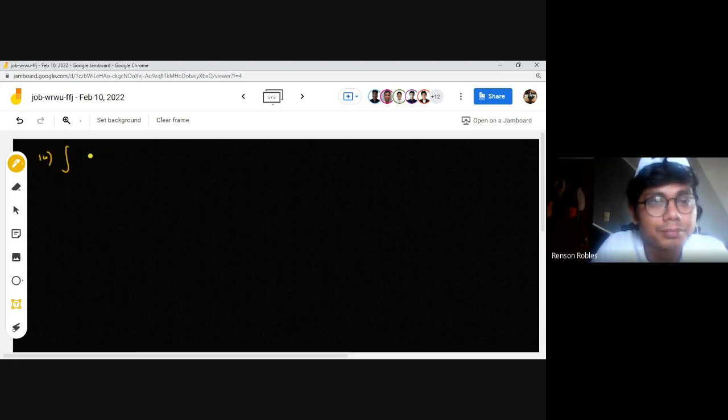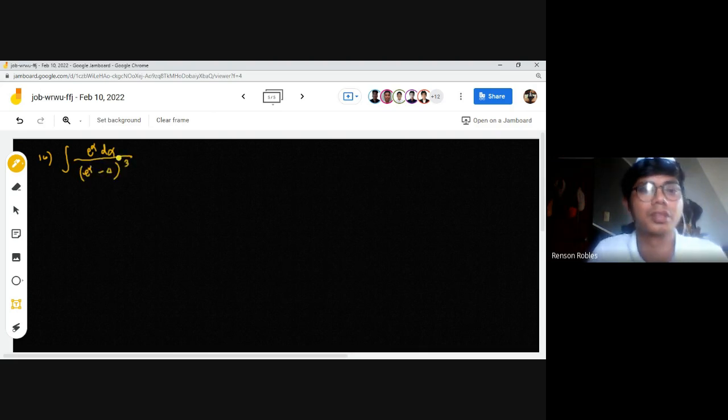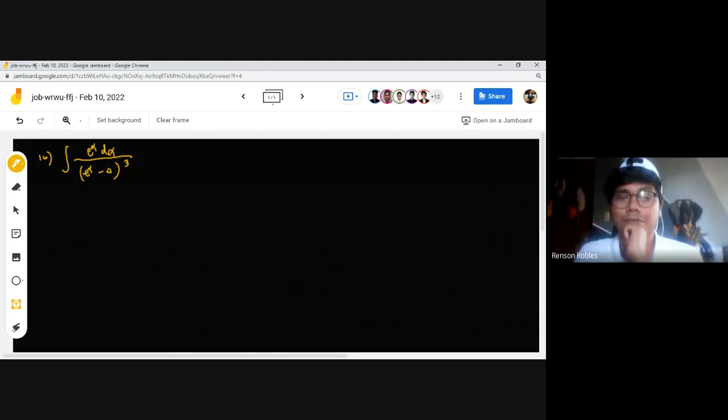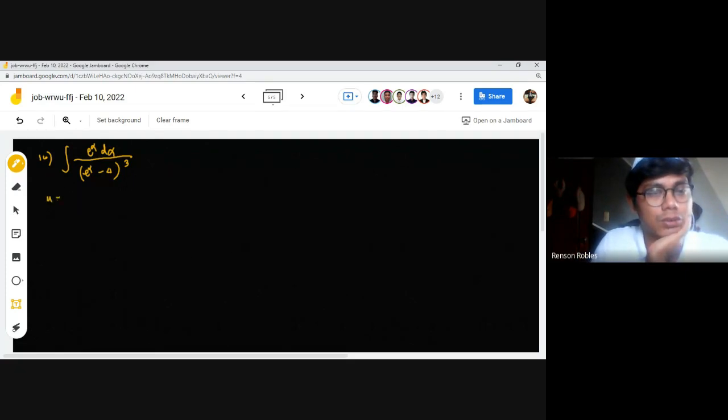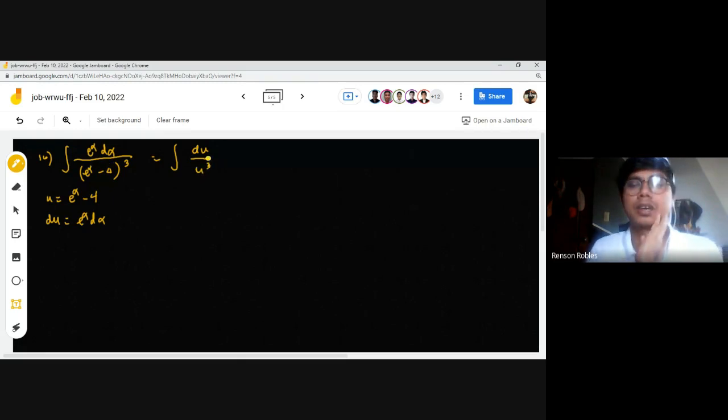Integral of e to the x dx all over e to the x minus 4 to the third power. Okay. So again, you let u be equal to e to the x minus 4. So du is e to the x dx. Again, you see this dx that goes along together with e to the x. And that represents du over, what is this? u cubed. Okay, and then we are now on the power formula.